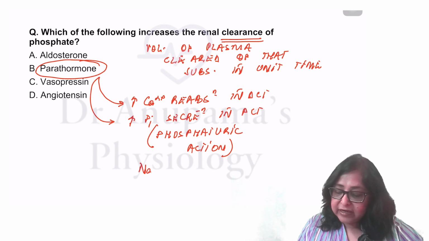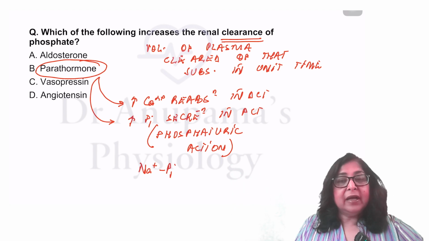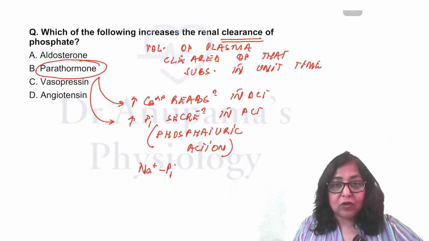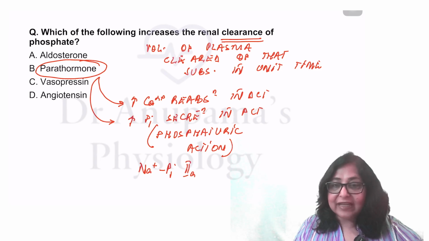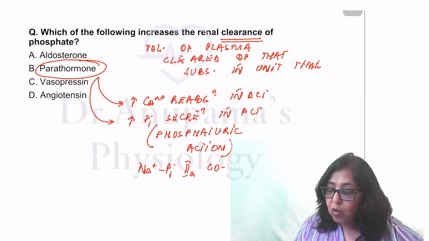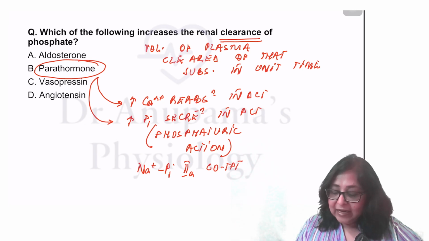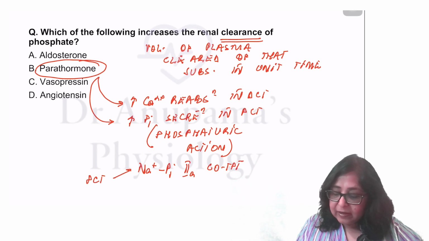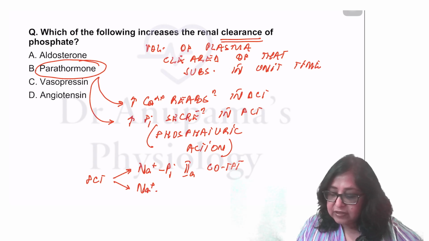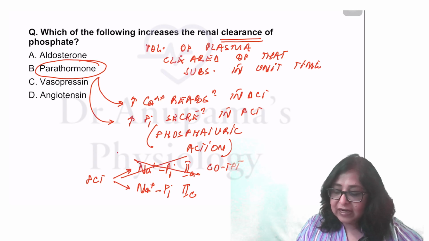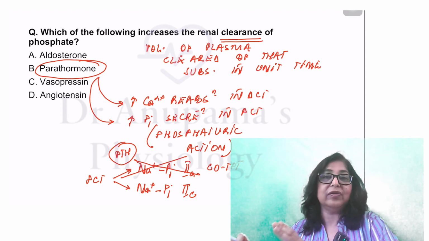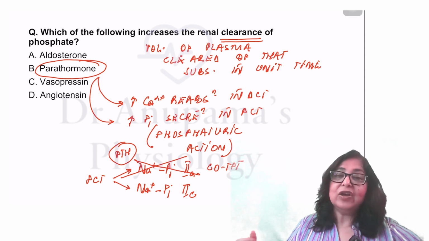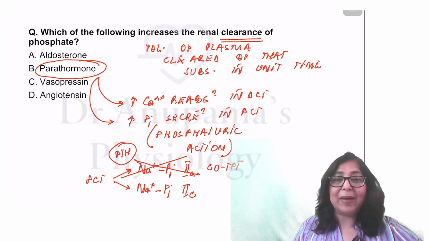There is a protein involved in absorption of phosphorus or phosphate, and that is sodium inorganic phosphorus 2A protein. This is sodium inorganic phosphorus co-transport mechanism. In the PCT, there is sodium inorganic phosphorus 2A and 2C, but parathormone specifically inhibits the 2A protein, increasing the urinary loss of phosphorus or phosphate, known as the phosphaturic action of parathormone.